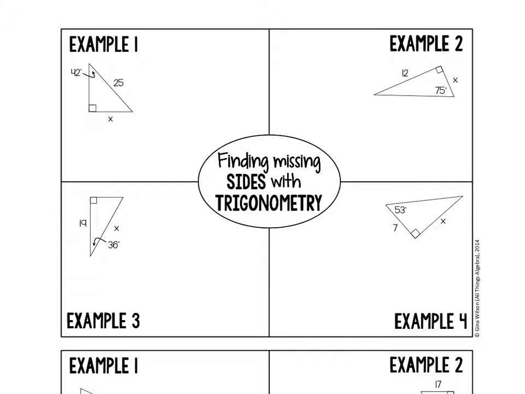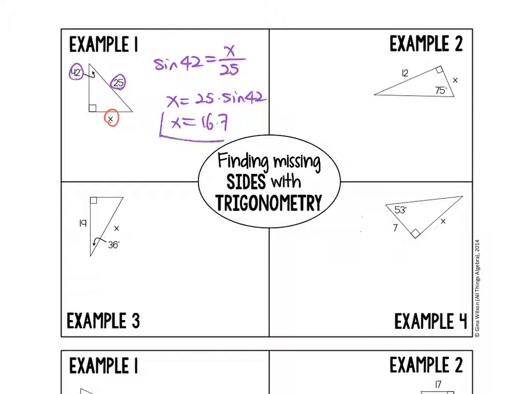The first one, I have an angle, I have a side, and I'm looking for the other side. So then I can use trigonometry. What I'm looking for is the opposite side, and I know the hypotenuse, so sine is my best friend because it's opposite over hypotenuse, and x equals 25 times sine 42. With a little bit of calculator help, I should have x equals 16.7, right?